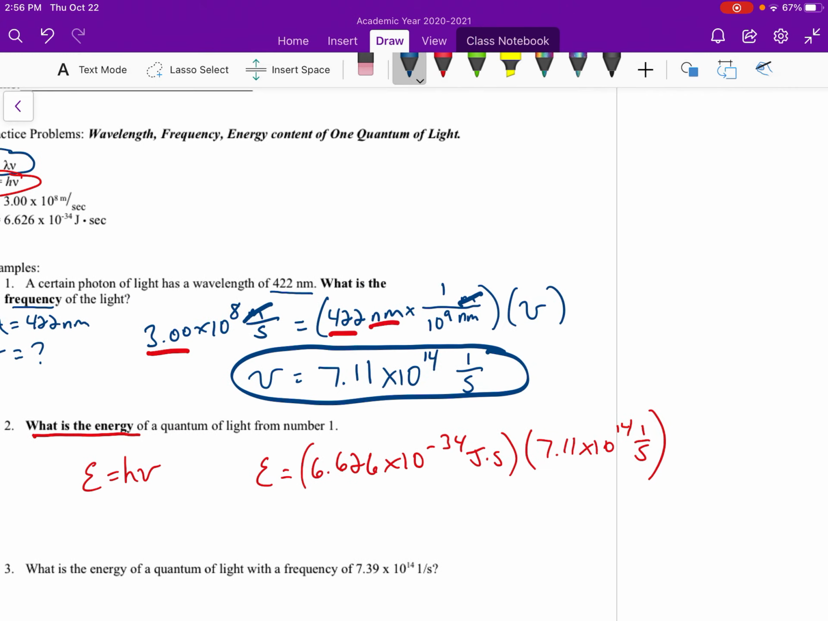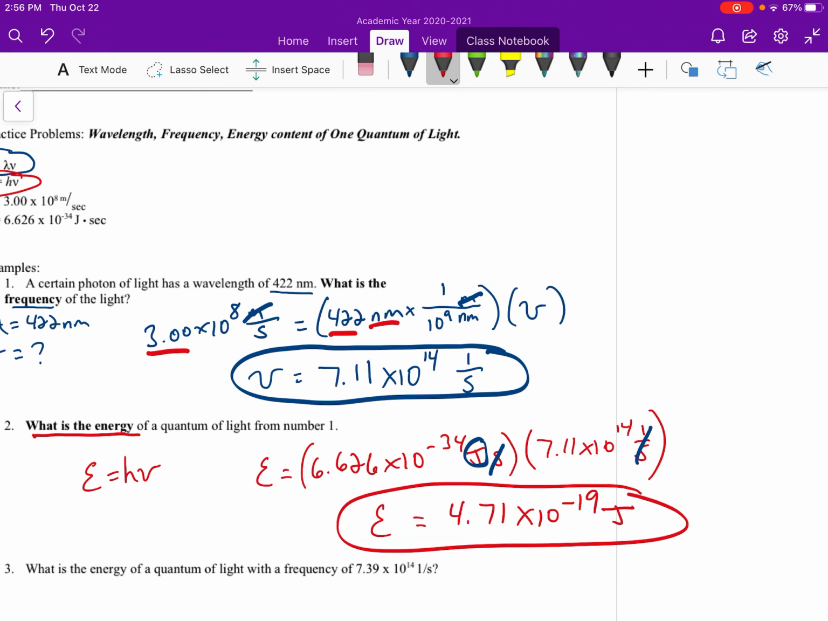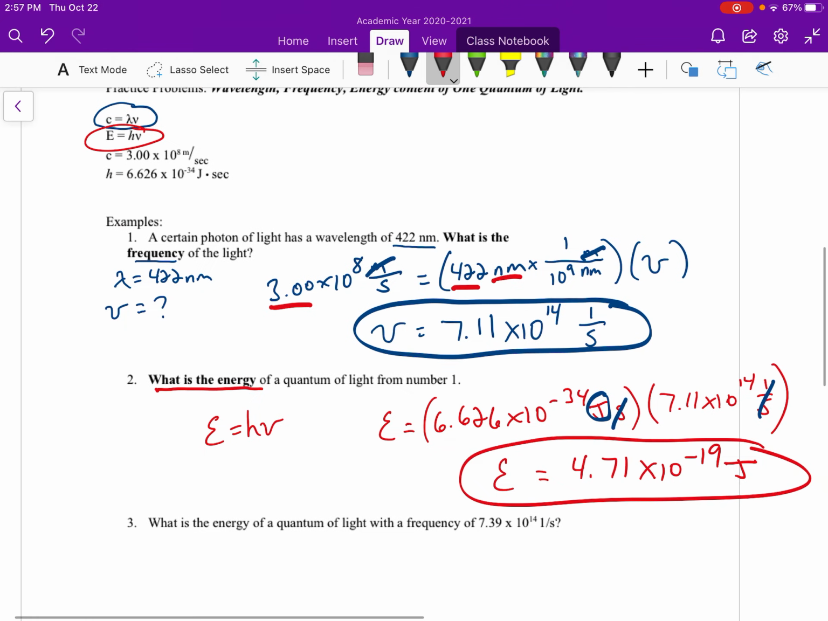If we do this right, our seconds cross out, and we're left with joules, which is great because we're solving for an energy. And then we just have to do the math and do our sig figs, which should still be 3 at this point. So we're going to go Planck's constant times our frequency. And then we should get 4.71 times 10 to the negative 19 joules. Okay, and that's our energy.